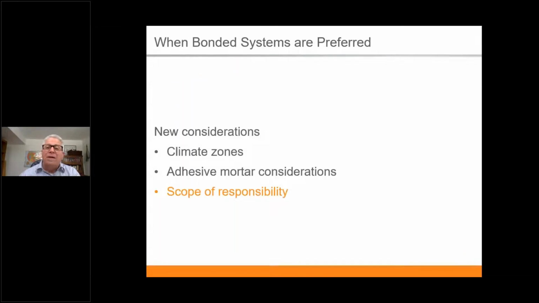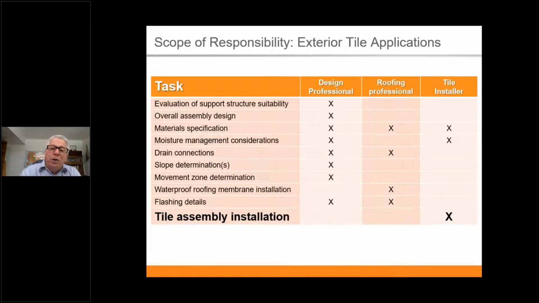All right. Now, how about scope of responsibility? I know this one has been kicked around for quite some time, but I want to show you this table. And if you would, take a minute to study it. We've got basically three different disciplines here. We've got the design professional, we have a roofing professional, which many people haven't even really considered much, and then you have the tile installer.